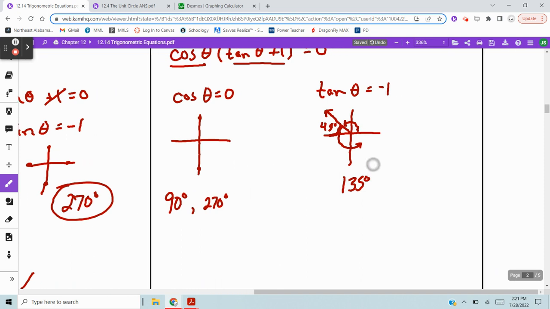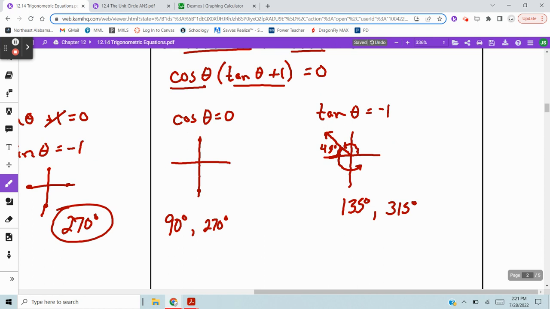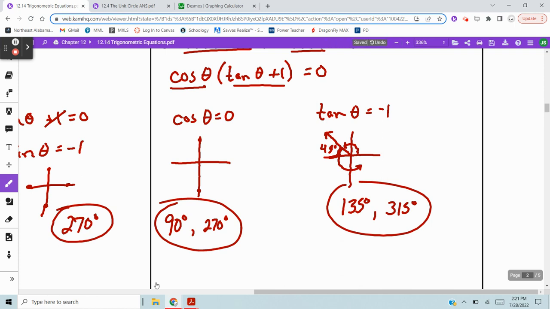Because that's the only answers I'm looking for, and it will. If you add 180 to it, that gives you an answer of 315 degrees. So the answer to that equation is going to be those four angles: 90, 270, 135, and 315. Now let's look at that on a graph.